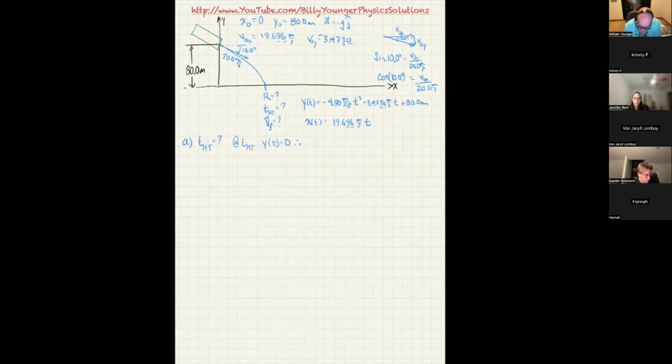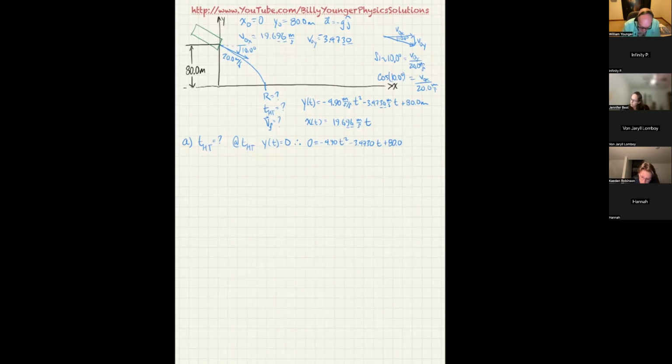Therefore, what I'm going to say is 0 is equal to, now I'm going to drop all the units. I've written the units out so I know what things are supposed to be, and I need to keep track of that, but I don't need to show them now. I'm going to say negative 4.90 t squared minus 3.4730 t plus 80, like that. Now, in this case, there isn't a greatest common factor we can do. And in fact, to solve for t, we need to use the Pythagorean, or excuse me, the quadratic formula.